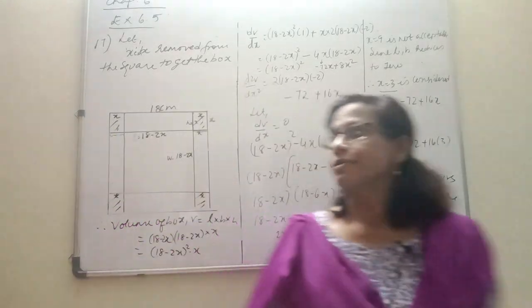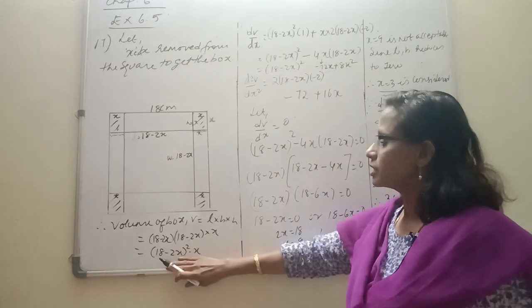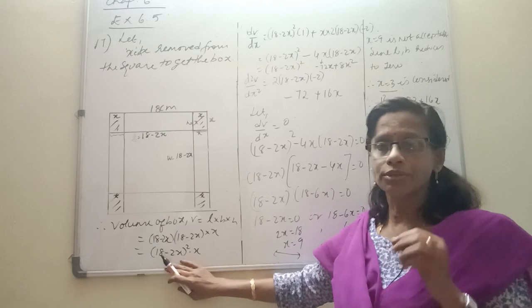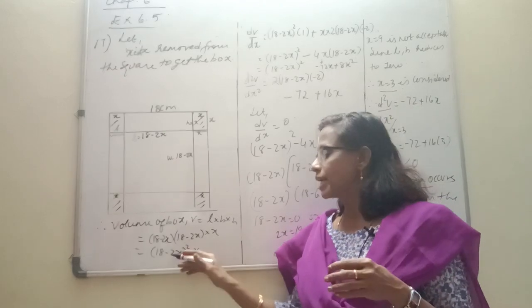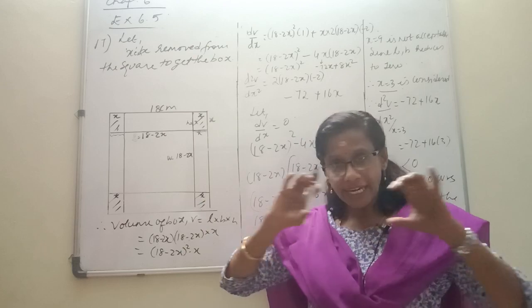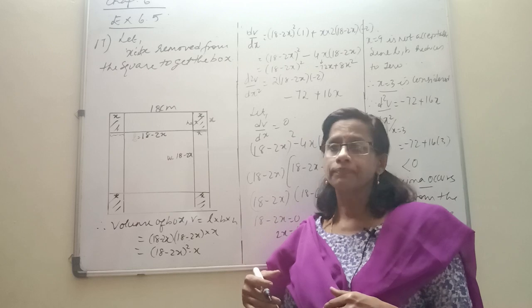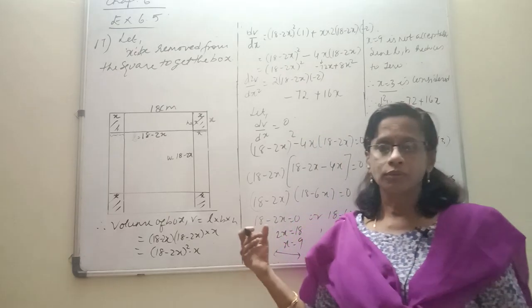So we proceed. And what we do is, we try to get the first derivative, dV by dx, for this. Now, it can be done in two ways. Maybe you can expand 18 minus 2x the whole square, and then multiply by x, get an entire polynomial, and get the first derivative. That could be one way of doing it. But that could be a little too long.